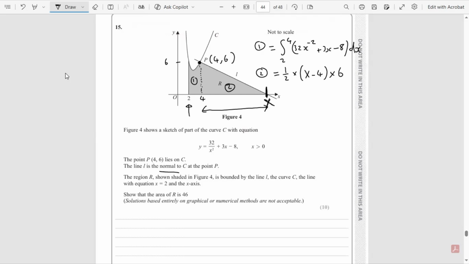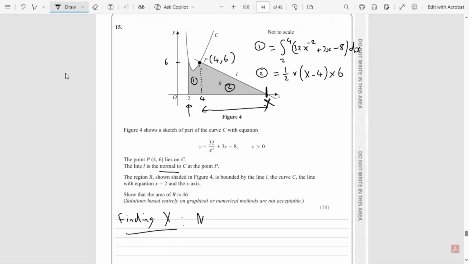So what we just need to do is find the value of capital X, and then we can find the area, just by using integration for part 1 and then the area of the triangle for part 2. So finding capital X, we need to know the equation of this line L.